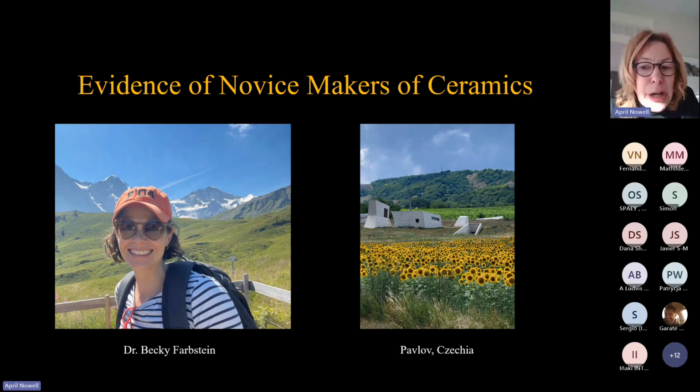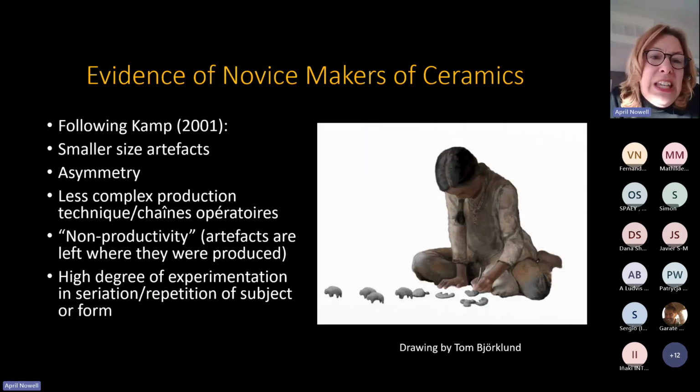So with clay, you can experiment with it. If you make a mistake, you can just squish it up and start again. So it's a really obvious medium for looking for kids. So what we did then, following Kathy Camp, is that she has a number of different variables that she lists as being associated with novices. So that was our first question. Can we see novices as makers of ceramics in the Gravettian?